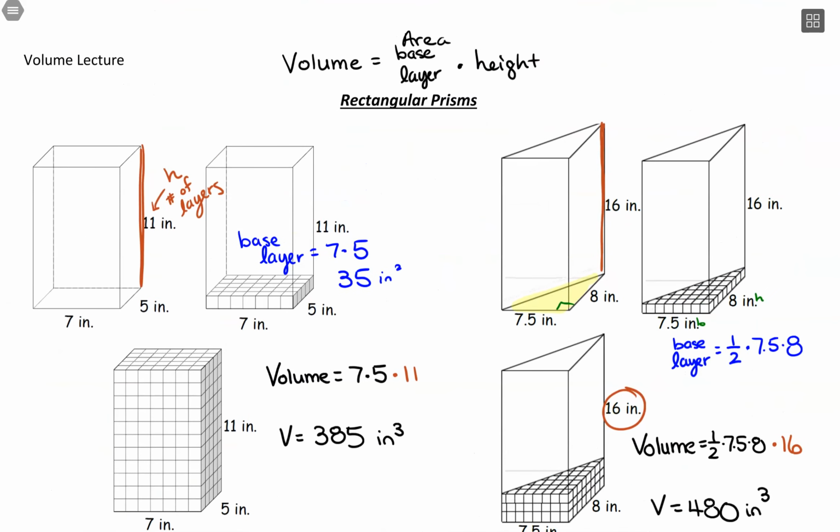So you think of this base layer, which is a shape that we've calculated area for previously, and then just visualizing this height, which is going to be this kind of straight edge for how this shape stretches along. Like this, we have our triangle, and this 16 stretches it up. We have this rectangle, and the 11 stretches it up.